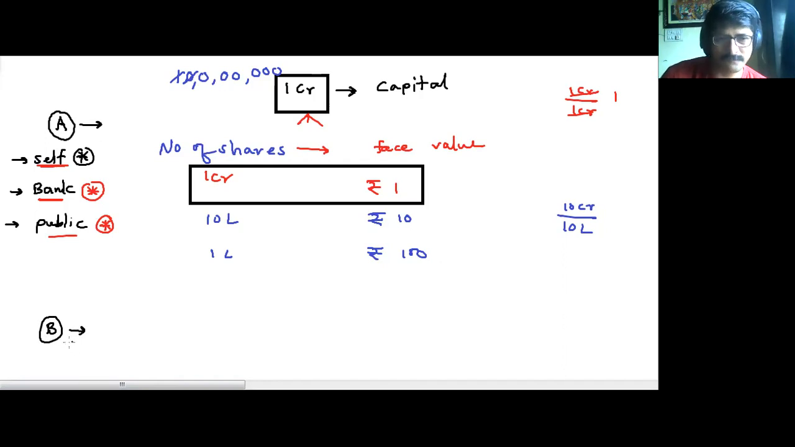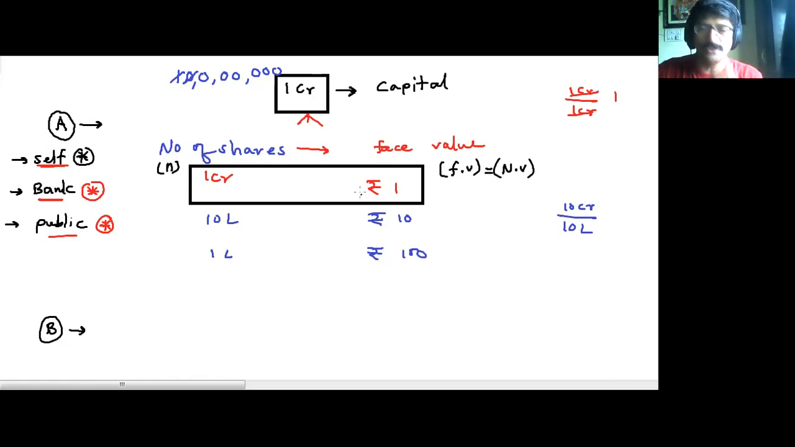So that way, I hope you understood what is the number of shares, and I hope you understood what is the face value. Number of shares is denoted with the small letter n, and the face value is denoted with FV. Some people call it nominal value also. Okay, nominal value.